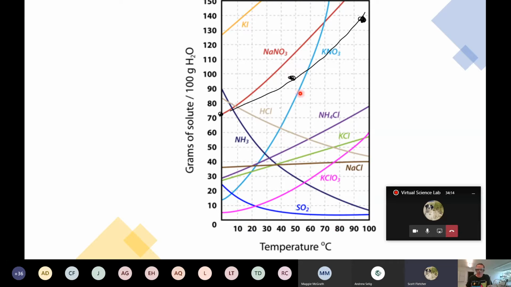This is one of my favorites here, potassium nitrate. Potassium nitrate, also known as saltpeter, is used in black powder for setting off fireworks. Of course, it was used in muskets and cannons. And so the solubility turned out to be very important in order to be able to crystallize out pure potassium nitrate. It changes very drastically.